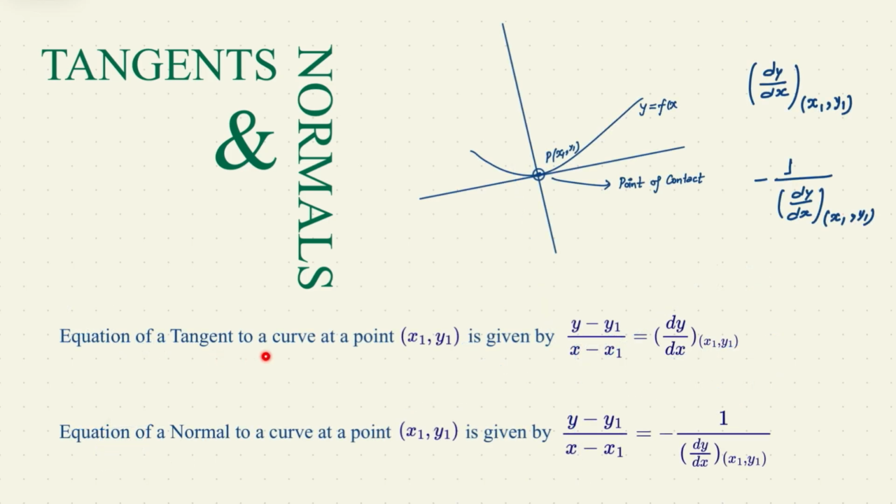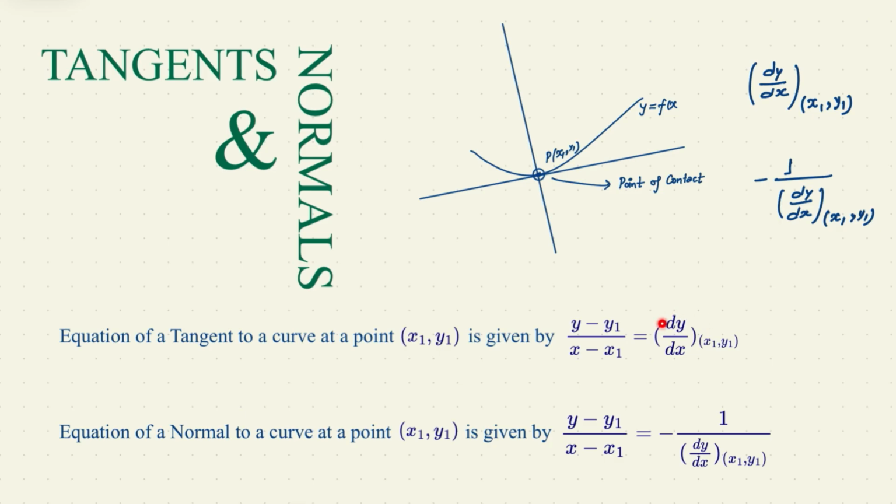So the equation of tangent to a curve at (x1, y1) is given by (y minus y1) over (x minus x1) equals the slope of the tangent, that is dy over dx at (x1, y1). Similarly, the equation of the normal of the curve at this point (x1, y1) is given by (y minus y1) over (x minus x1) equals the slope of the normal.